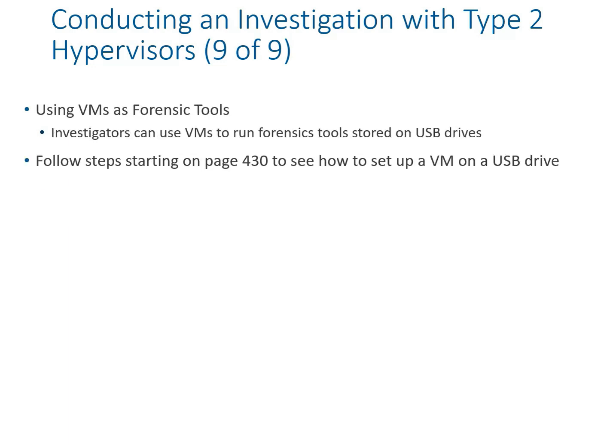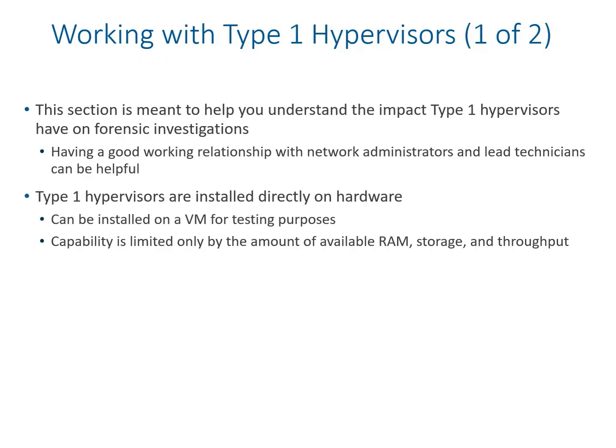Using VMs as forensics tools, investigators use a VM to run forensics tools stored on USB drives. If you want to install a virtual machine, for example Kali Linux, usually they have a pre-built ISO version or a VMDK or virtual machine file on their website. All you need to do is download it, so that you don't need to install it. You simply import it into your virtualization software and run it, which saves your time on installation and all those things.